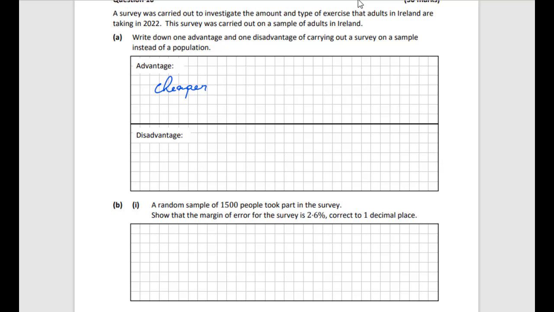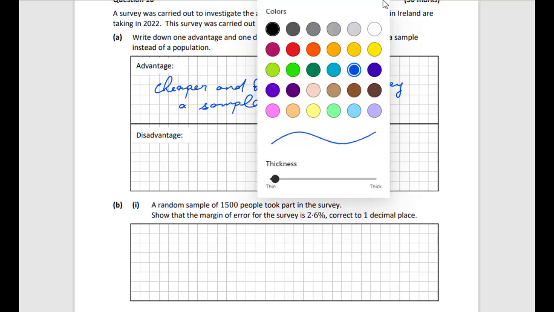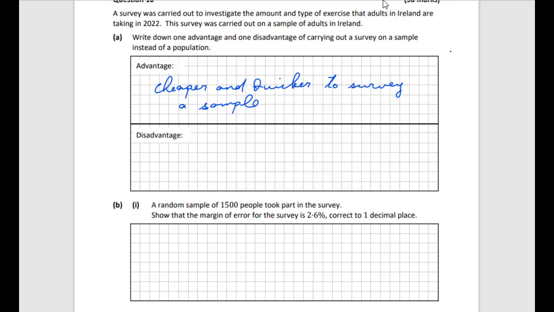It's going to be cheaper, and we put down two reasons. Quicker to survey a sample, and a disadvantage then is that the sample may not represent fully the population.